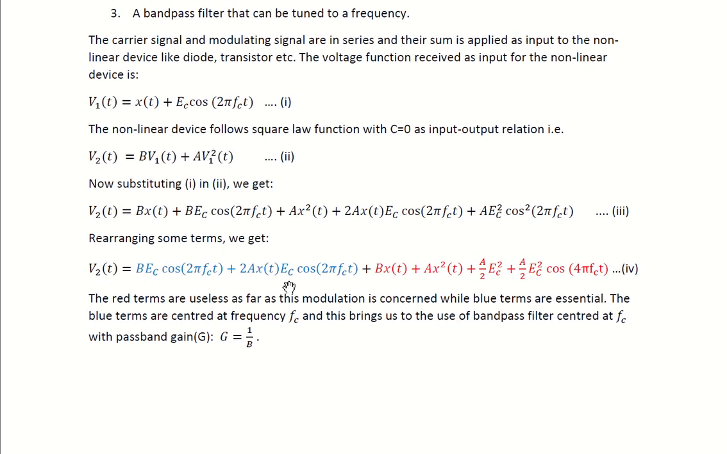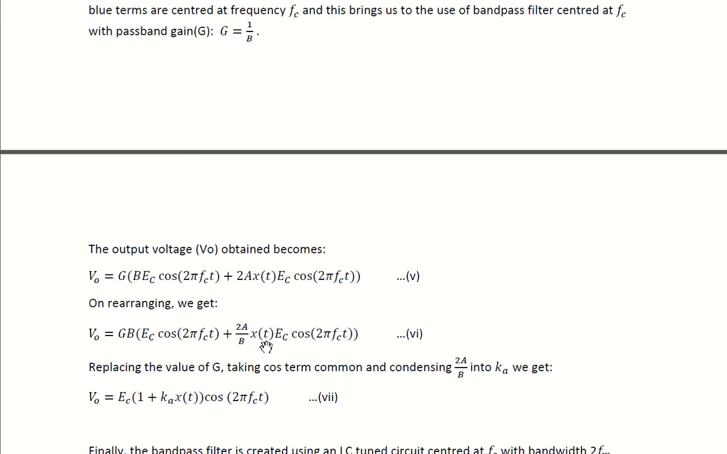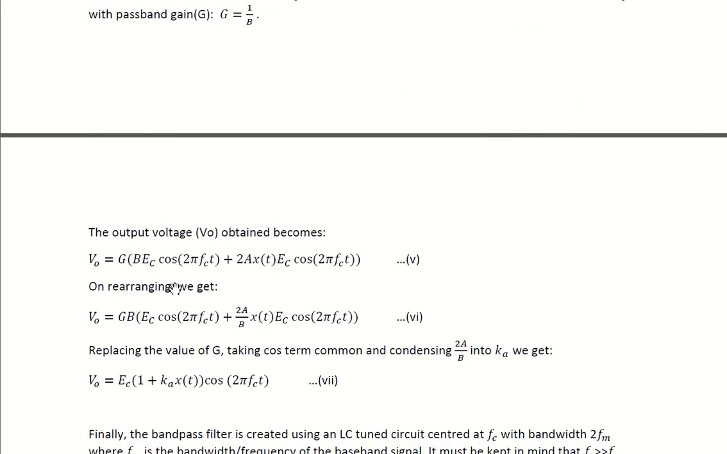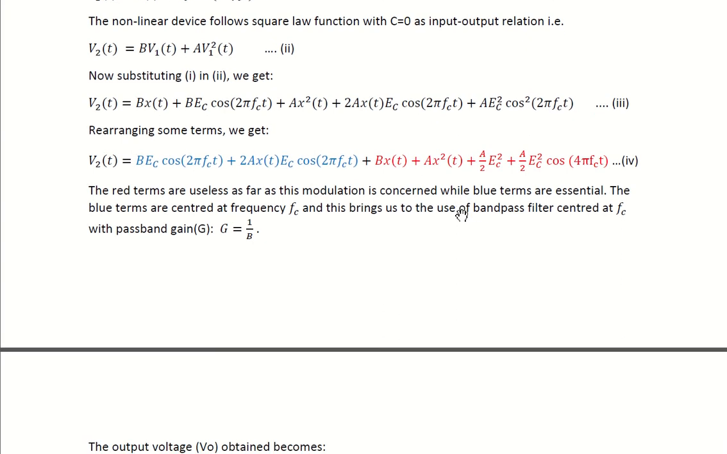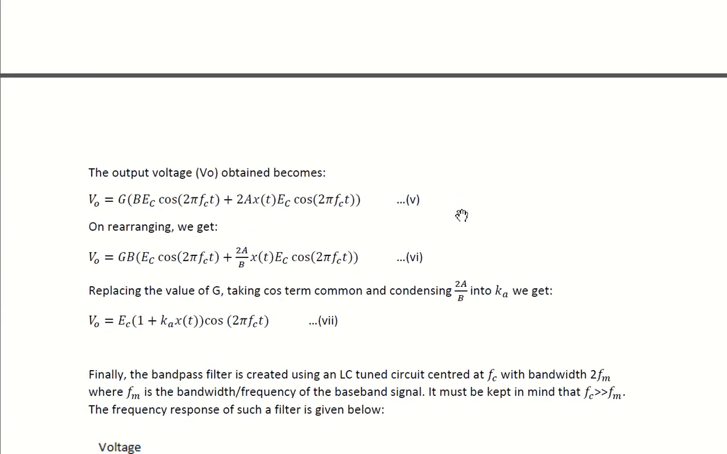Now when we pass this V2 through a band pass filter centered at fc with passband gain G equal to 1/b, we get our output voltage Vout as G times [bEc cos 2πfct + 2ax(t)Ec cos 2πfct]. As can be seen, the red parts have been eliminated by this band pass filter. On further rearranging, using G as 1/b as well as taking 2a/b as ka, we get our required modulated signal Vout as Ec[1 + ka x(t)] cos 2πfct.